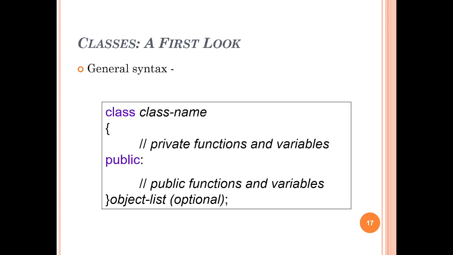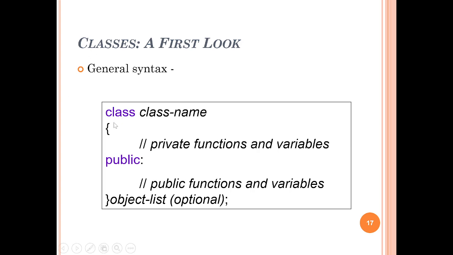And the general syntax for a class. In general, we use C++ programming as classes and objects. A class is a collection of data members and member functions. That is, in general, we call the variables data members and the functions member functions. So a class is a collection of data members and member functions.